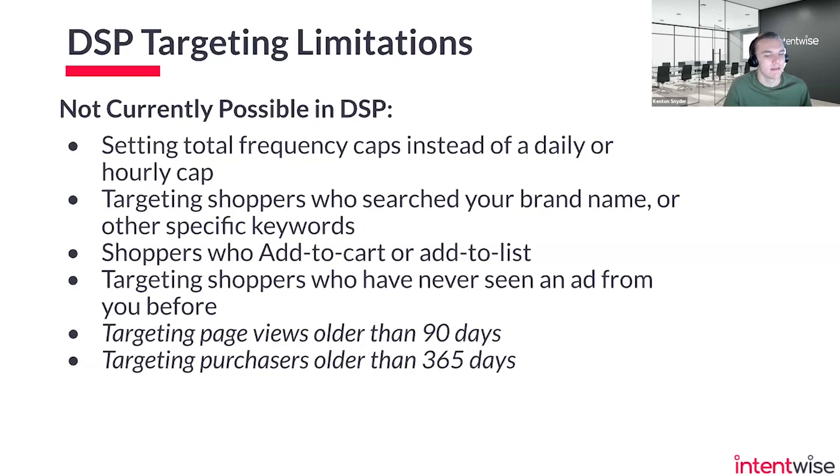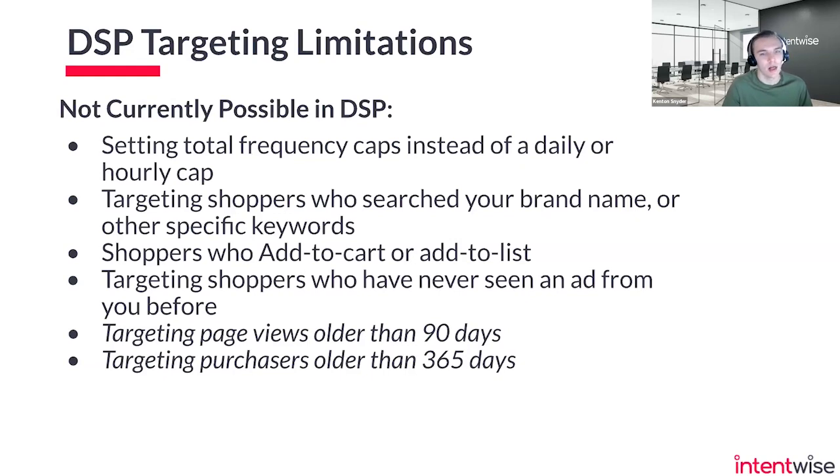But what I won't be able to do natively in the DSP console is set that across a total number of views. So I'll be able to say, if they see it over any amount of days, they see it 10 times, I won't be able to say, okay, now I don't want to show that to them anymore. That is something we can do with AMC, which we'll get into a little bit as well. But that's a slight limitation there. We won't be able to target shoppers who search specifically for certain branded terms. So we can't say, if they search for this exact brand term, I want to target them. We do have some things we can do natively in the console with product searches, but we aren't able to define exactly what those terms are.